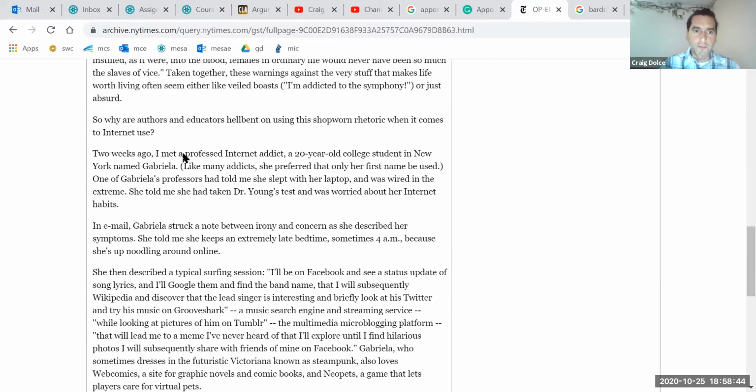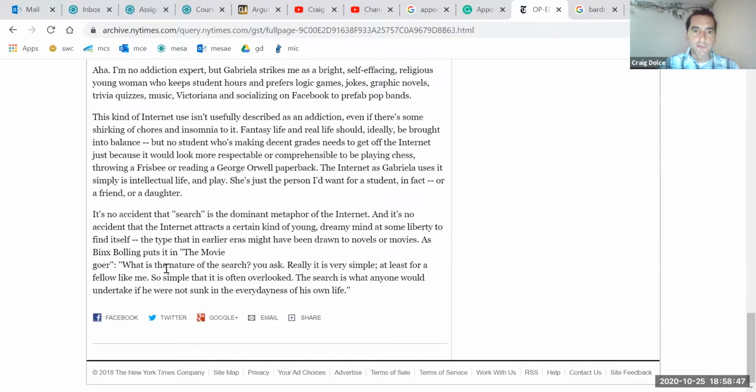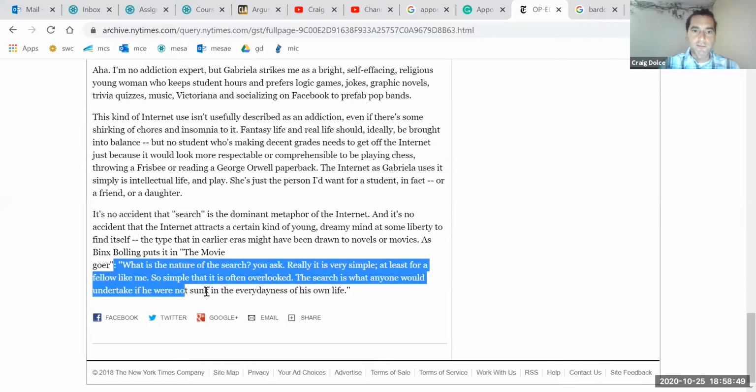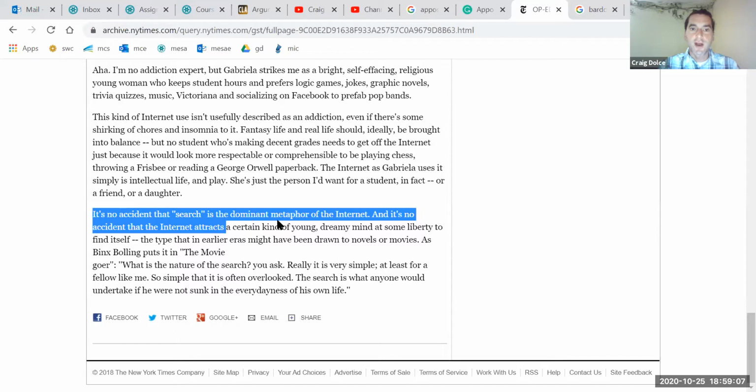And she quotes from the novel at the end about the idea of the search, right? What is the nature of the search, you ask? Really, it's very simple, at least for a fellow like me. The search is what anyone undertakes if he is not sunk in the everydayness of his own life. Now, I thought that was very interesting because just as the character in The Moviegoer is on the search, so too is Miss G. It's no accident that search is the dominant metaphor of the internet. So she's actively engaged in the internet, and that's essentially right?